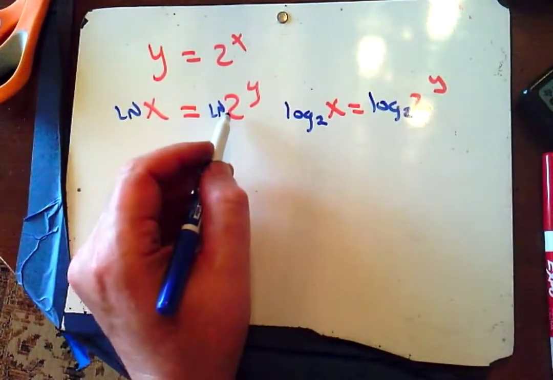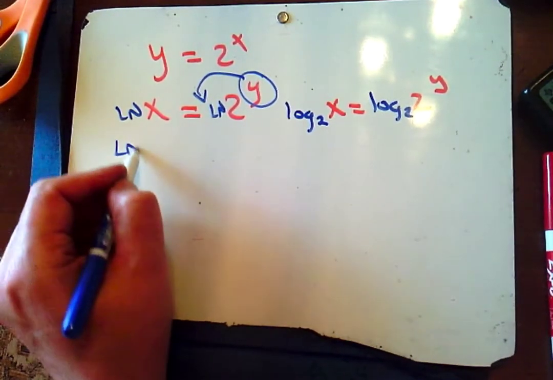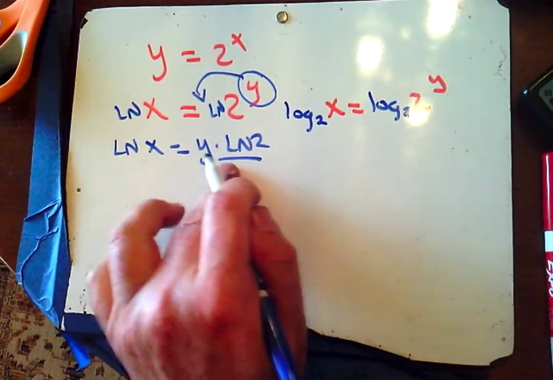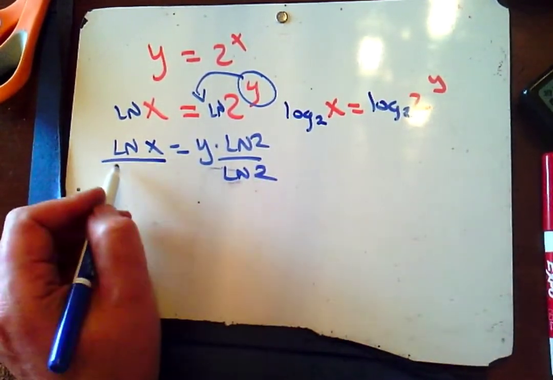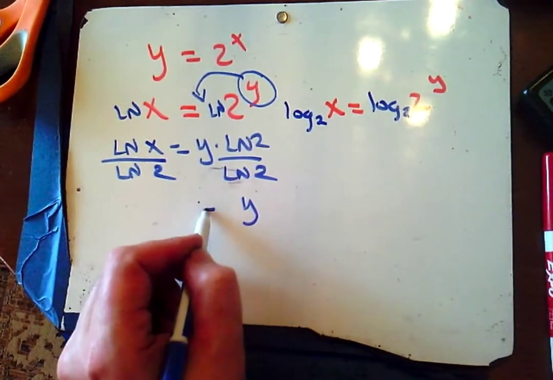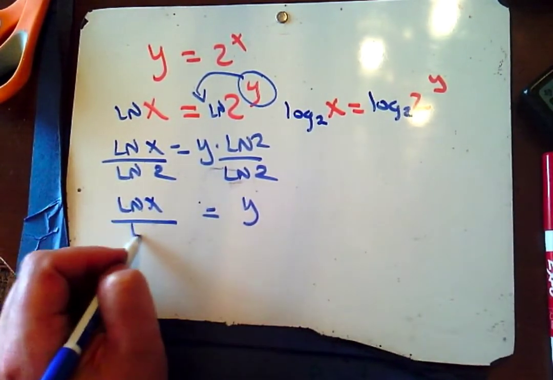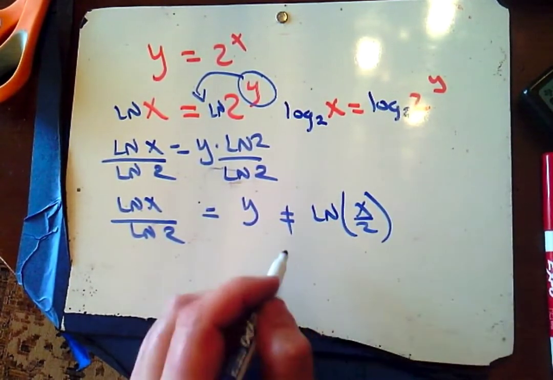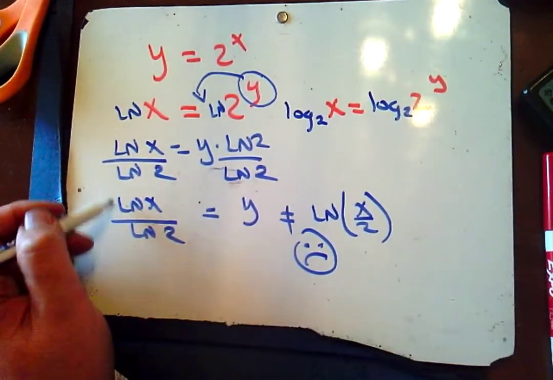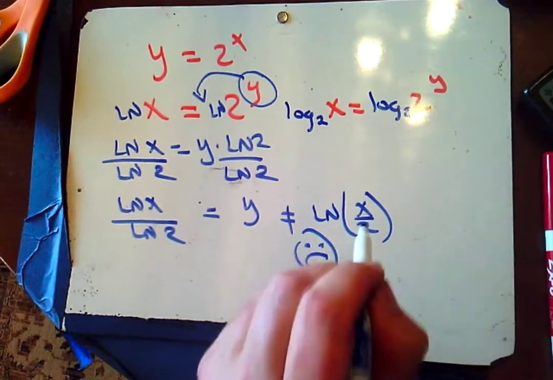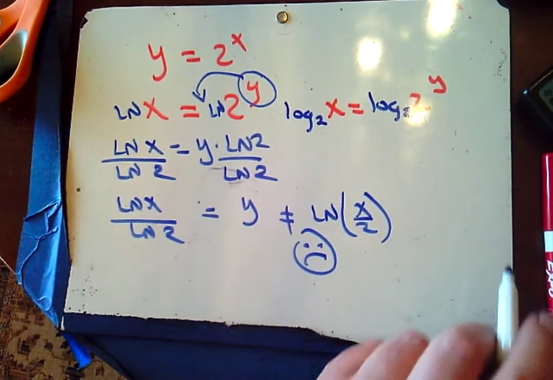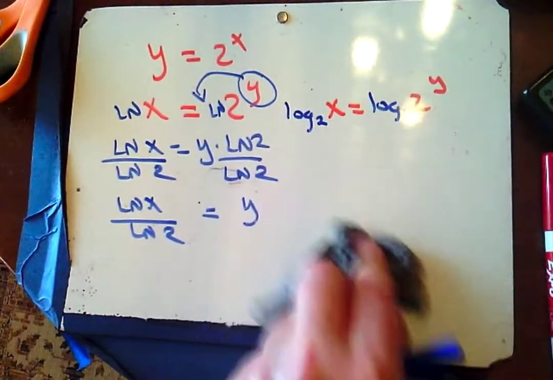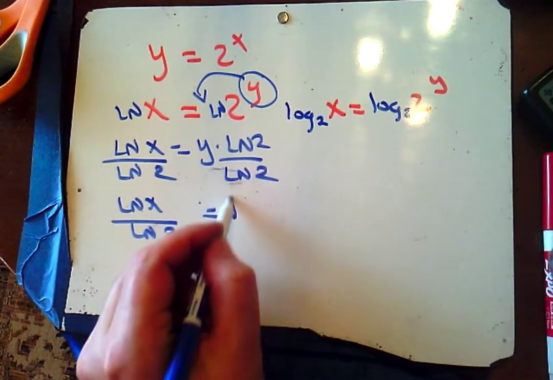Okay. So here, I can use that power rule, and I get ln of x equals y times ln of 2. And then I would divide by ln of 2 on both sides. And so I get y equals ln of x over ln of 2. This is not equal to the ln of x over 2. No, don't do it. These are two different ln's. However, there is something called the change of base formula. And I'll talk about that in a minute. So right now, I see this as my inverse.